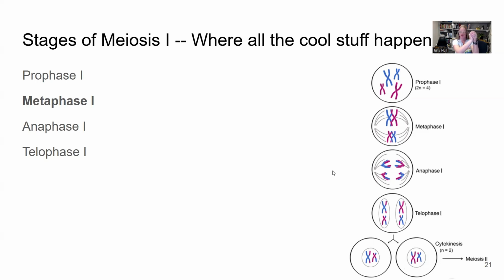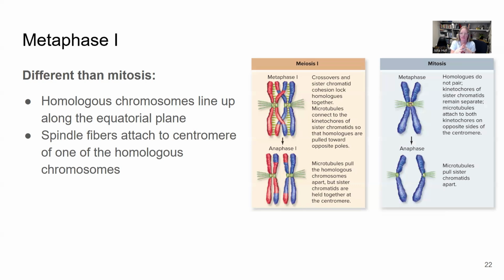So we talked about prophase 1. Now we're going to talk about metaphase 1. During metaphase 1, we saw the chromosomes line up along the equatorial plane, right? So this is why we did this with our hand signals.